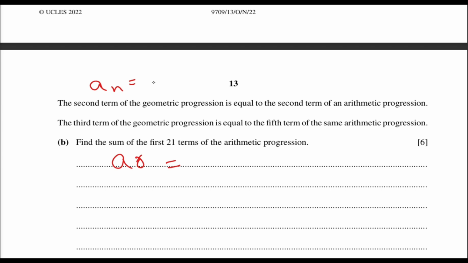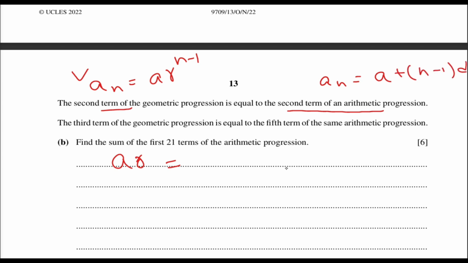The arithmetic and geometric progression formulas. Geometric progression is always an = ar^(n-1). As we are talking about the second term, 2 minus 1 will be ar, and arithmetic progression is an = a + (n-1)d. So we will get a + d according to this expression. Now the third term of geometric progression, it is ar square. It will be equal to the fifth term of arithmetic progression. It means a + 4d.